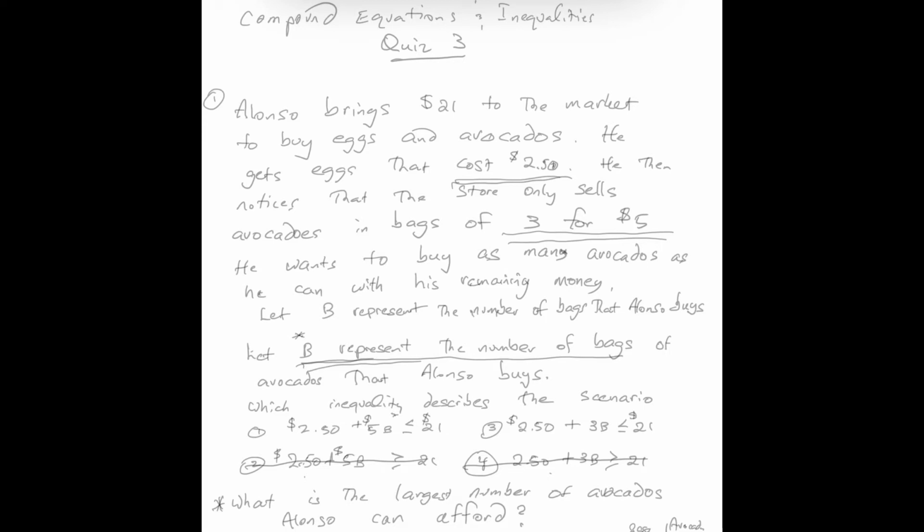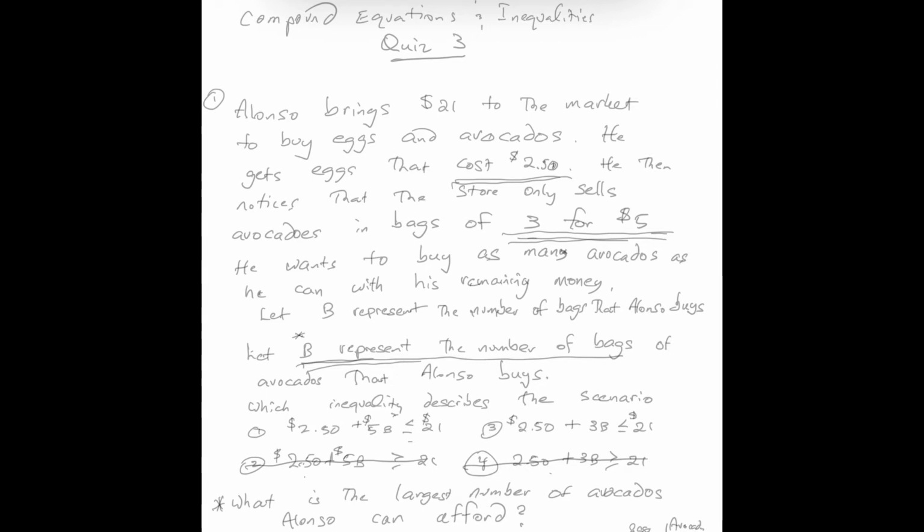So then the question now becomes, is it $2.50 plus 5 times B less than or equal to 21, or is it $2.50 plus 3B? Now, what's the difference between the 5 and the 3? Both of them appear back here. It's 3 avocados for $5 per bag. Realistically, what are we calculating here? This is a statement of money. So $2.50 plus $5 times the number of bags is less than or equal to 21. What does that mean?